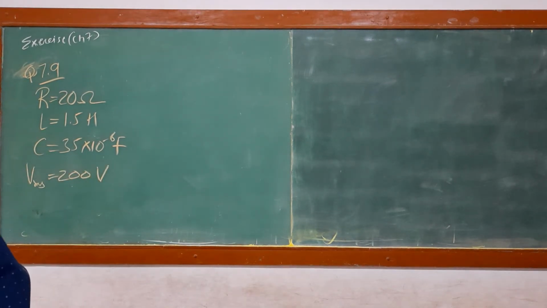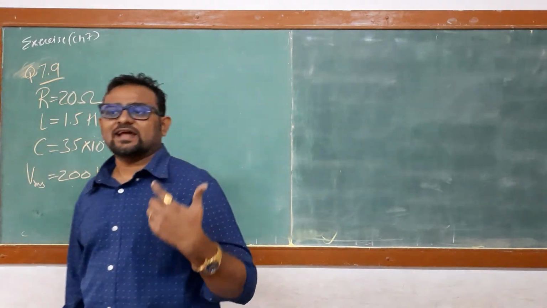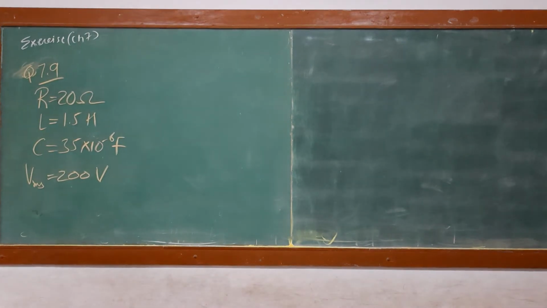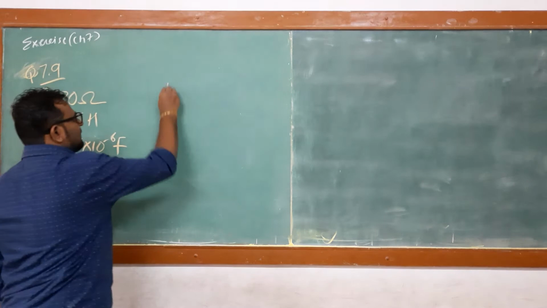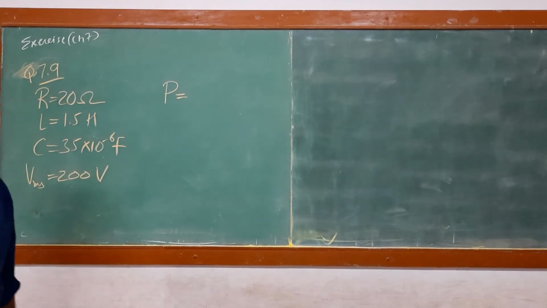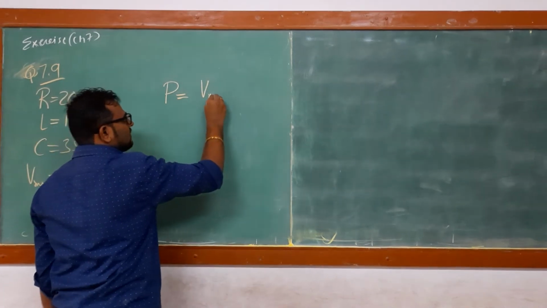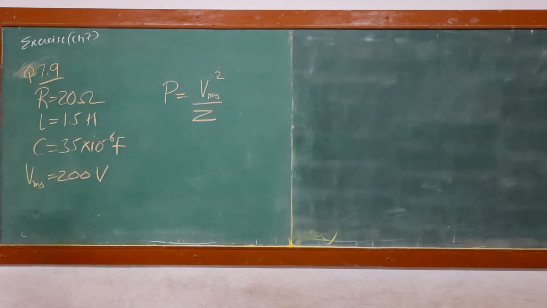When the frequency of the supply equals the natural frequency, what does this mean? When frequency equals the natural frequency, this is the condition called resonance of the circuit. What is the average power transferred in the circuit in one complete cycle? Now we know that the formula for power is V square by R. In fact, here it will be V RMS square by Z, where Z is the impedance.